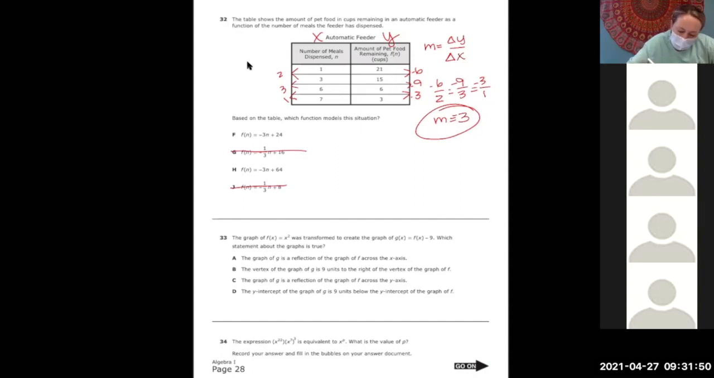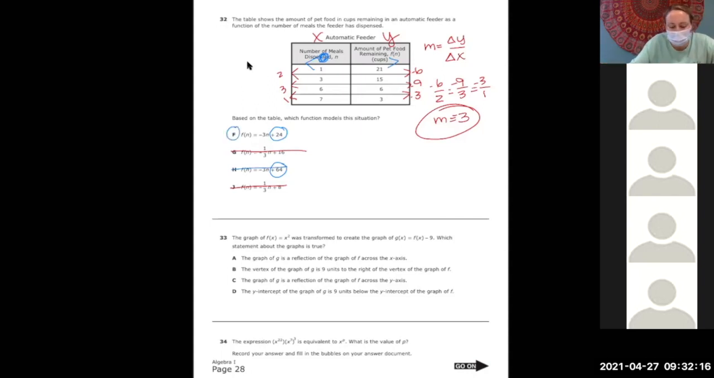And then we have to figure out what our y-intercept is going to be. So it's either going to be 24 or 64. And remember, our y-intercept happens when x is 0. So if x was 0, which is 1 more up, what would be one more up here? Okay, and it's either going to be 24 or 64. 64 is like a ridiculously high number. So we can cross off H and our answer is F.